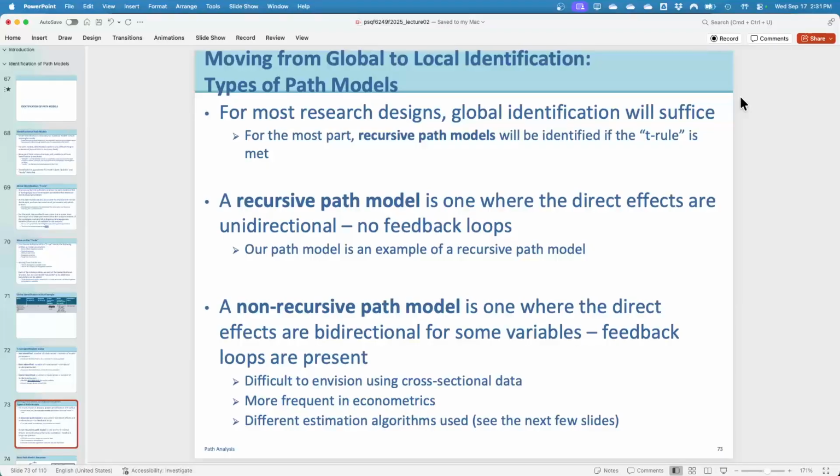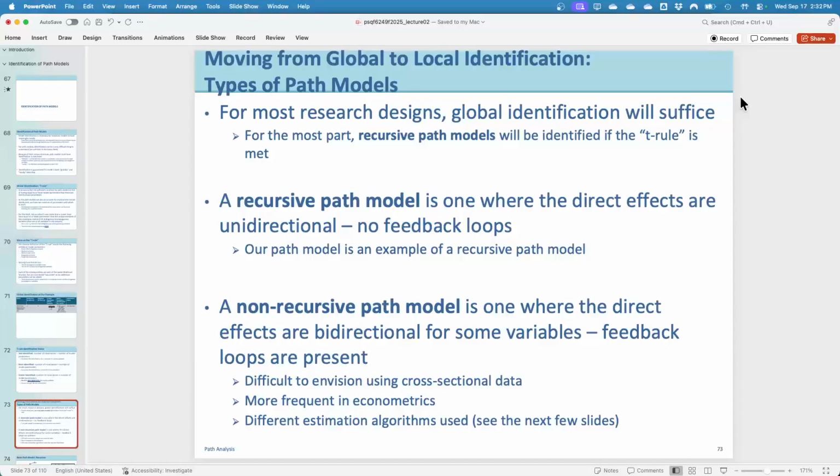So our example, the bivariate, multivariate regression that we had here with 2 is recursive. The big model that we started with in class is recursive. Those are estimable. That's identified. That's good. Where things get weird is if you have a non-recursive path model. That's where a feedback loop is present, right?